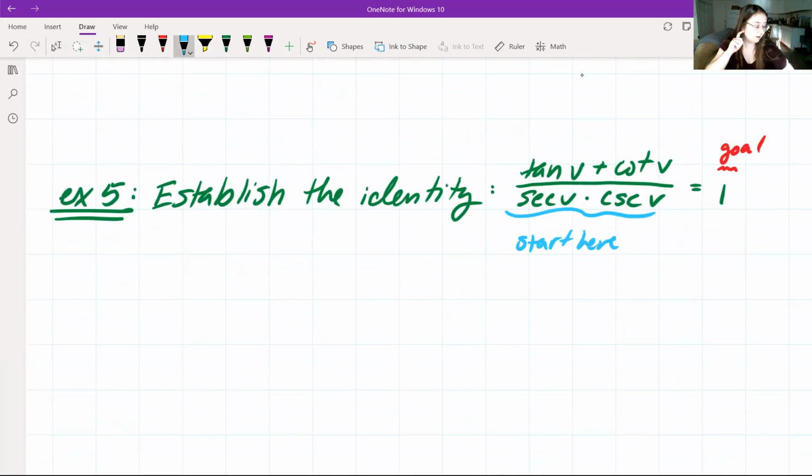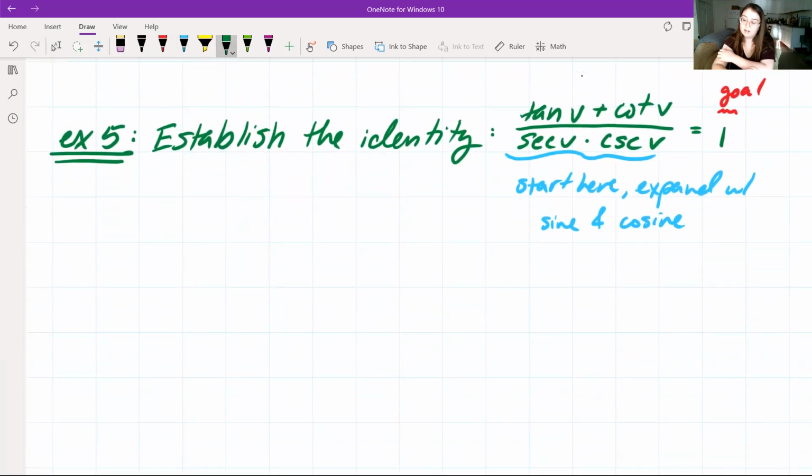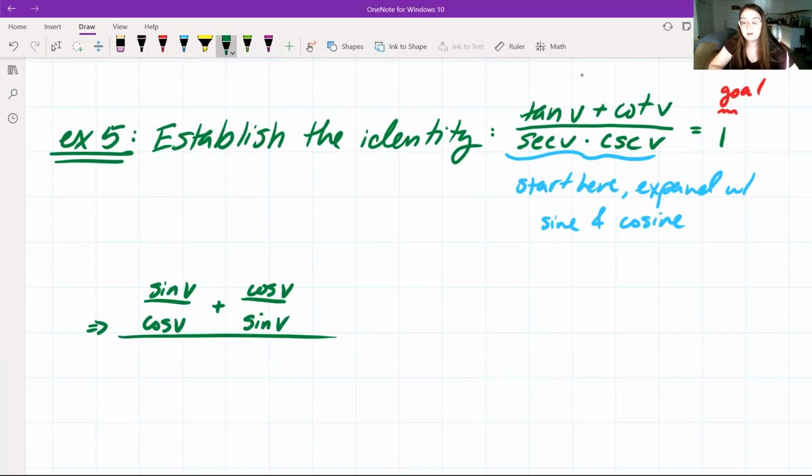And we're going to start here by expanding with sine and cosine. So we're going to expand each one of our terms. When we do this, tangent of v is going to become sine of v divided by cosine of v, plus cotangent of v, which is cosine of v divided by sine of v, all divided by secant of v times cosecant of v. So this is 1 over cosine of v times 1 over sine of v.